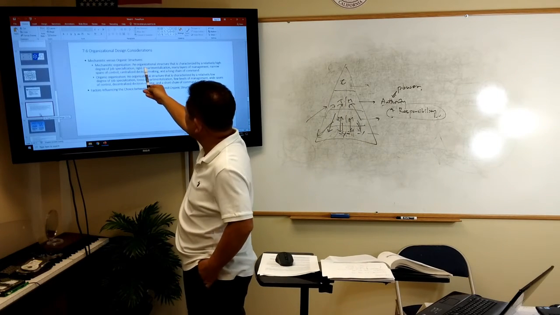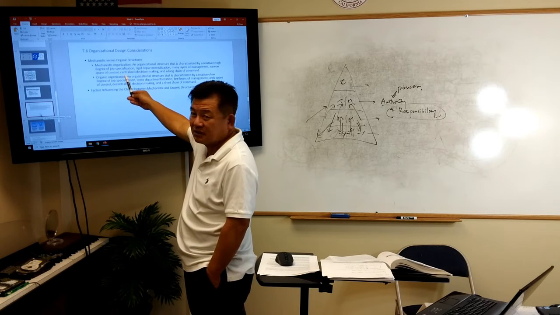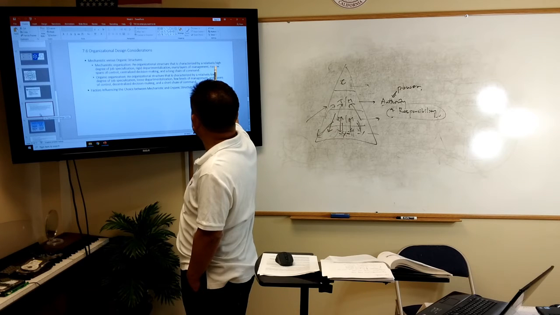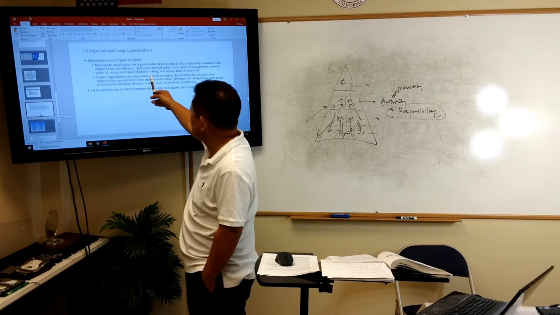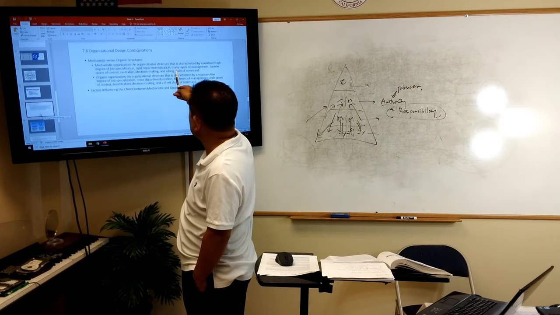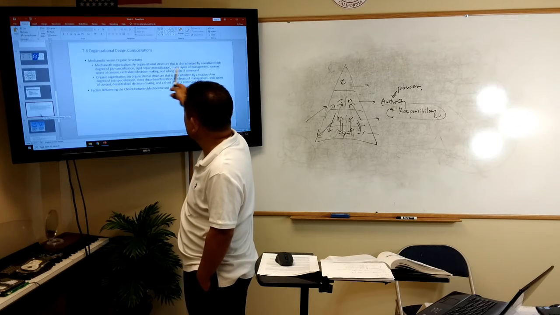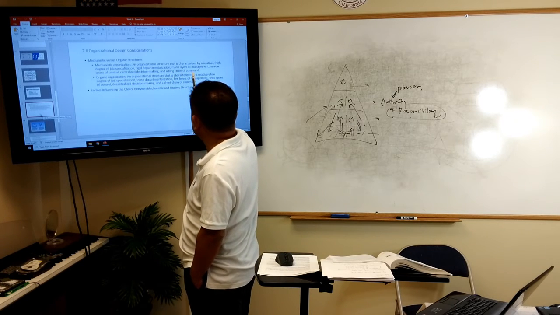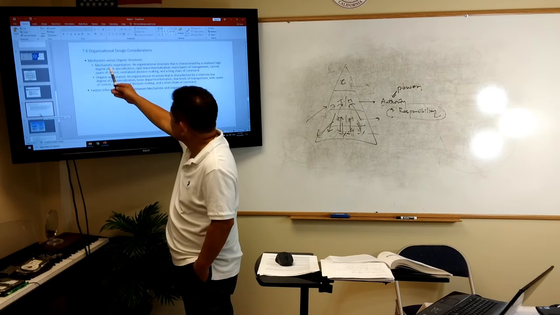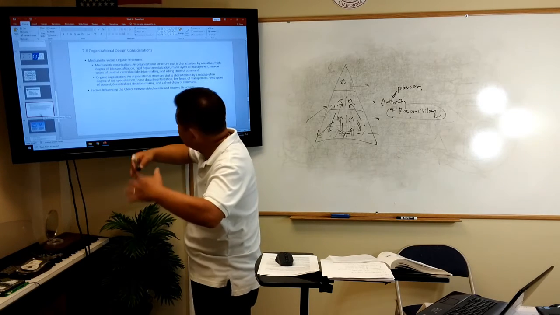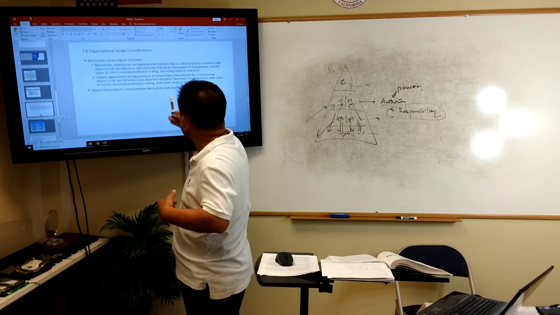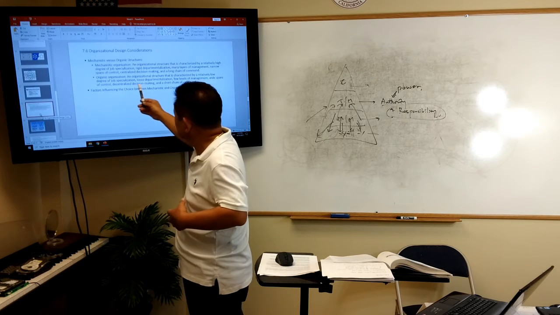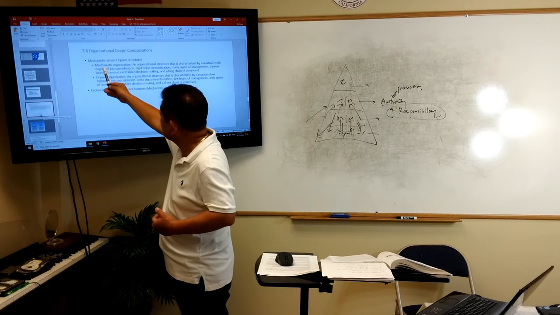Mechanistic versus organic structures. What's the meaning? The mechanistic organization is an organizational structure characterized by a relatively high degree of job specialization, rigid departmentalization, many layers of management, narrow spans of control, centralized decision making, and a long chain of command. Now we review centralization, long chain, departmentalization, and narrow span of control: these are related to the mechanistic organization.